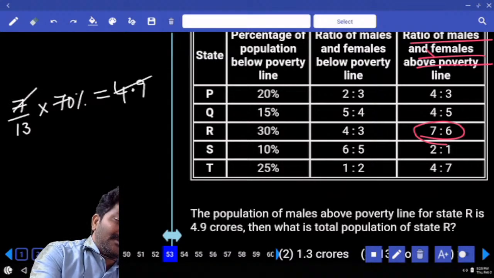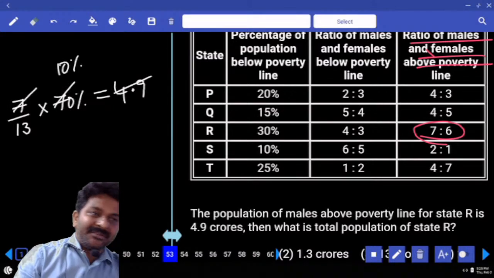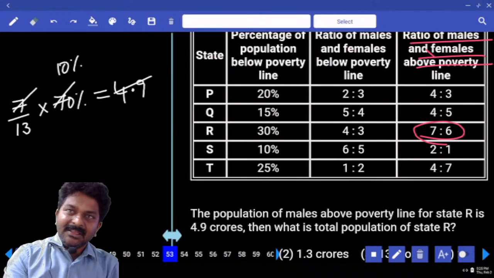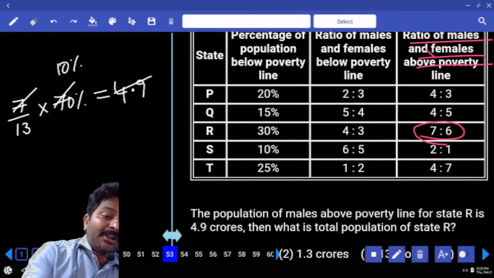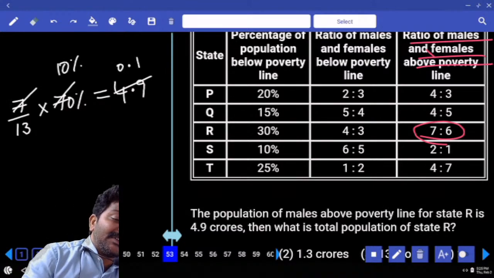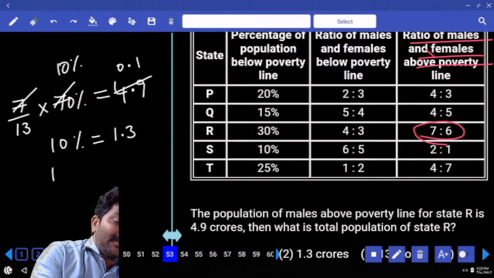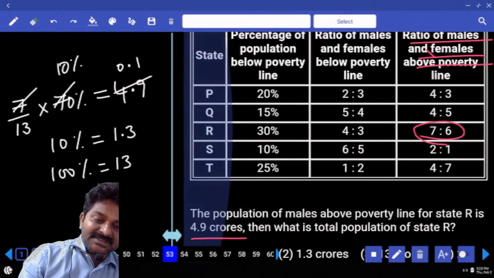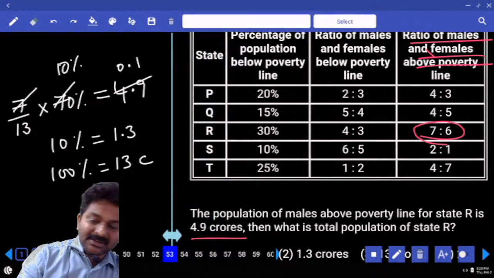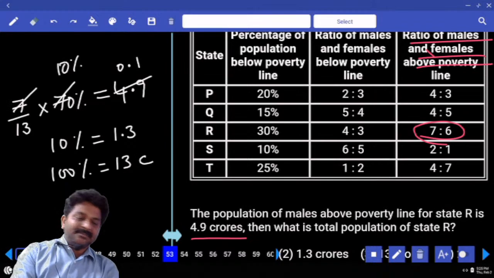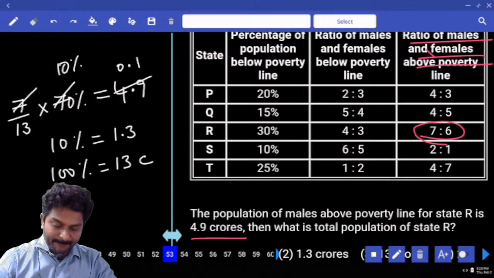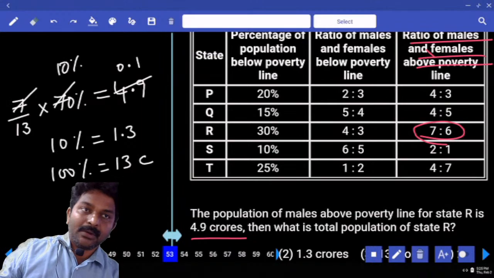7 into 7. I am taking 10% here. Out of 70%, I am taking only 7. Is that okay? 7 into 7? 49. How many times? 0.1 time. 13 goes to the other side. Then 10% is equal to 1.3. Then 100% is equal to 13. And given value is in crores. So answer is also in crores. 13 crores, final answer. Over.